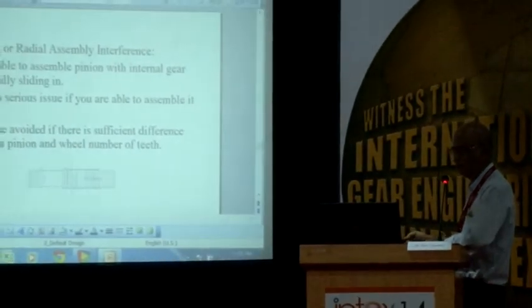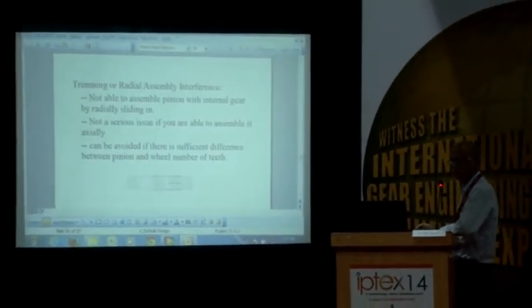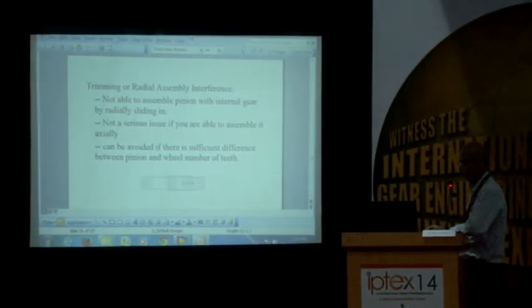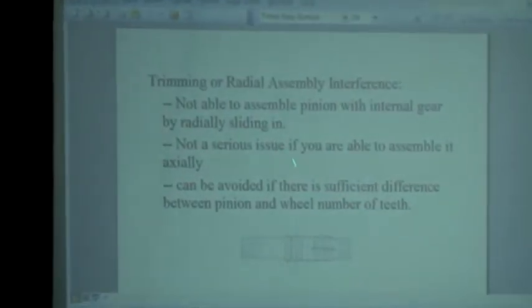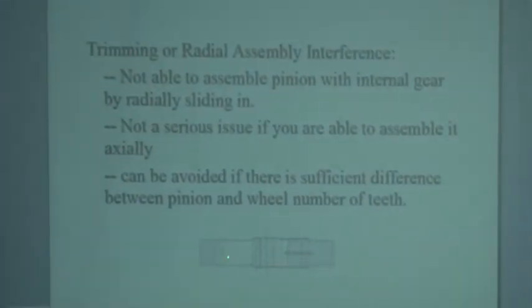As I said, it is not a major issue if you are able to assemble axially. You feed it in this way and it can get axial, but you cannot assemble it many a time if it is radially infed.